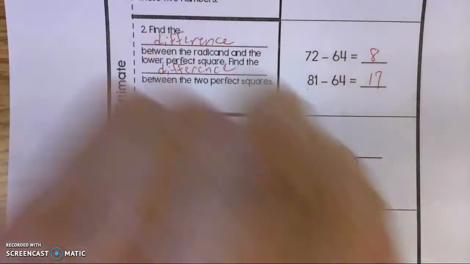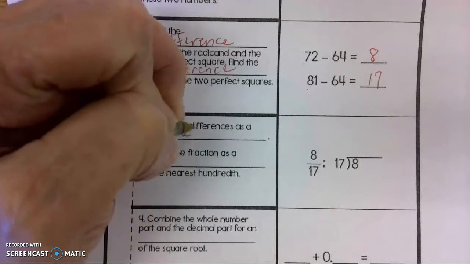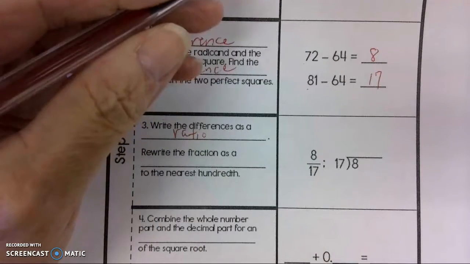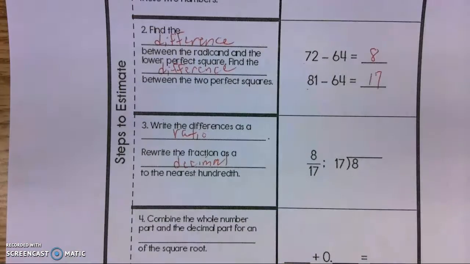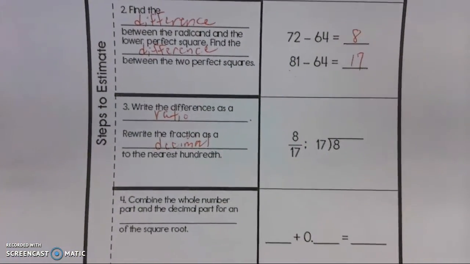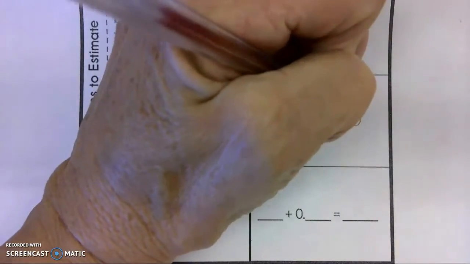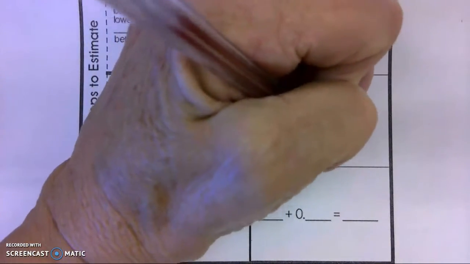Step 3. We're now going to write that difference as a ratio. Okay, we're going to write it as a fraction. And then we're going to rewrite that fraction as a decimal to the nearest hundredth. So as I divide, I'm going to have to put a decimal point and some zeros. And I'm just going to go through here and do this division. And I only need to go 3 decimal places. And then that'll be a 0.